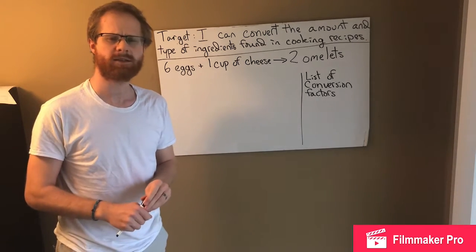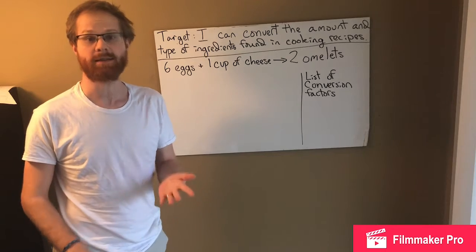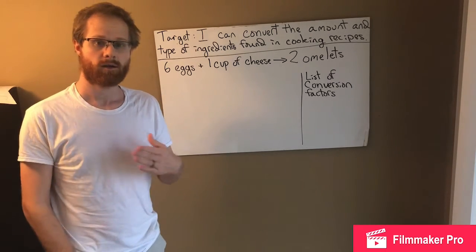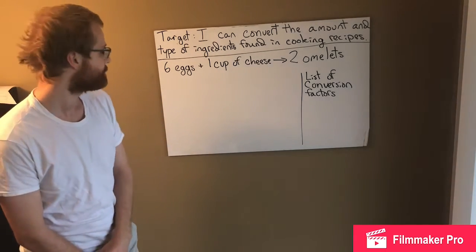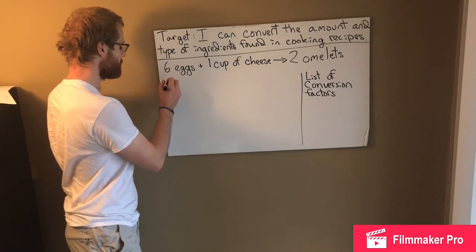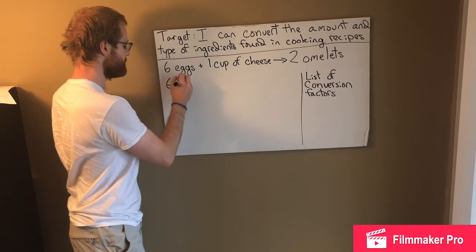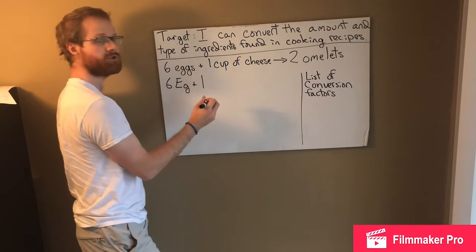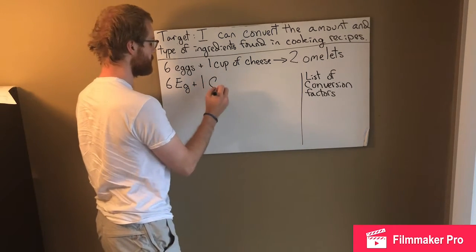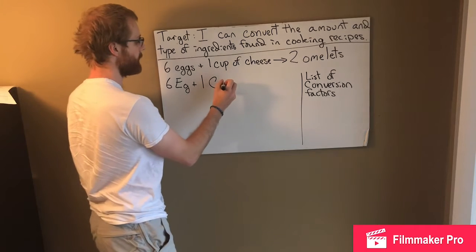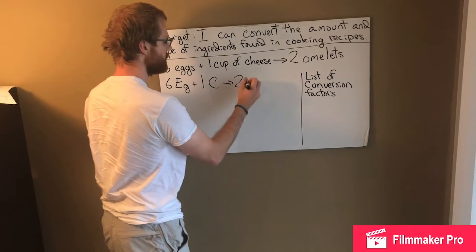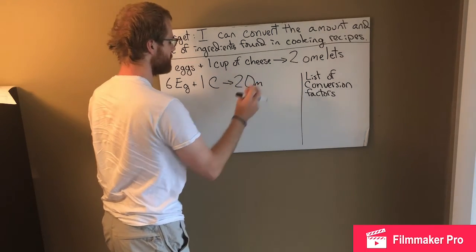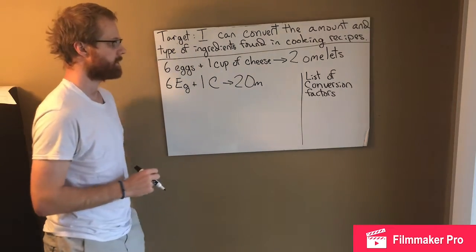First things first, let's just write an abbreviated equation since that is step number 1, just like we discussed on Monday. I'm just going to have eggs be EG, because that's kind of like an egg. We're going to have cheese, 1 cup of cheese is just going to be 1C for cheese, and that's going to produce 2 omelets. Okay. So here's my balanced chemical equation.